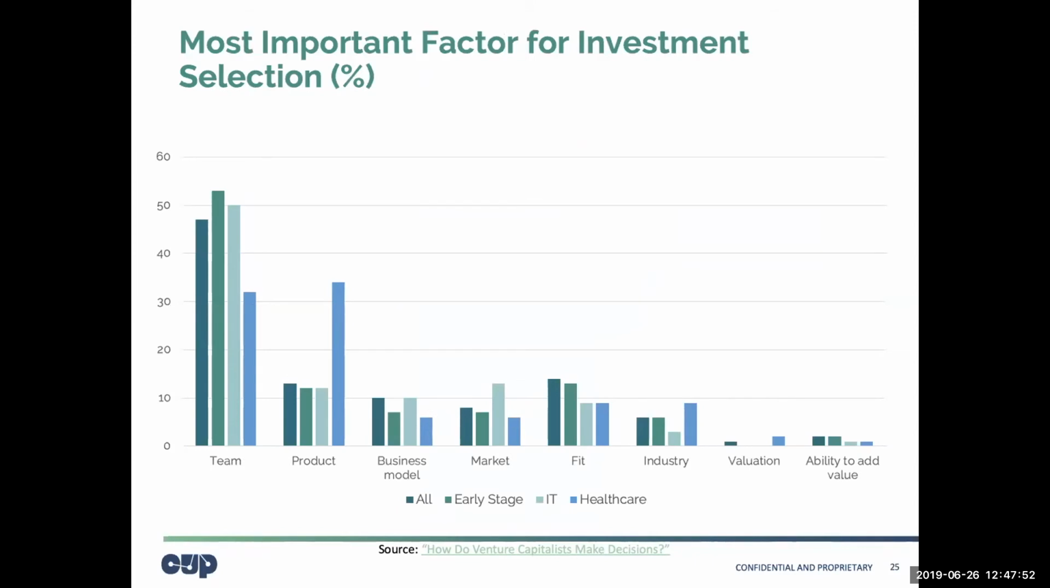On this slide, it's a rating of the most important factors for investment selection. This is a survey from lots of different investors. There's an aggregation of all the investors, there's a segmentation of early stage investors, and then a breakdown of IT versus healthcare investors. And so, as you can see, overwhelmingly, if you were to average everything, the team is the most important variable for most investors, by far, almost 4 times greater than the next category, which is product, business model, market, fit, industry.